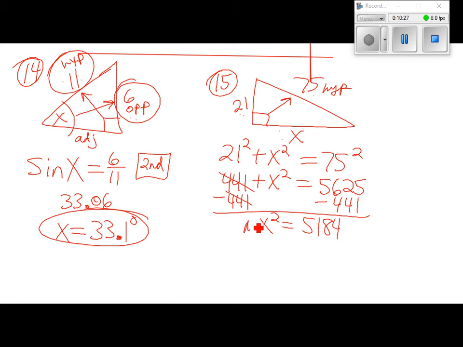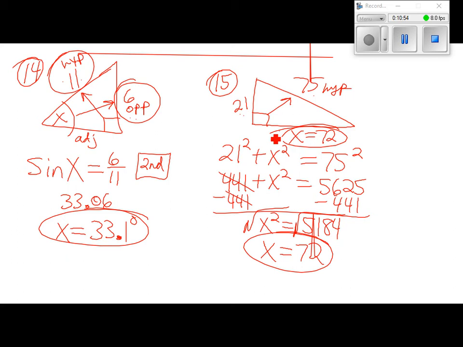Then we take the square root of both sides. The square root of x squared is just x. The square root of 5184, grab your calculator, is exactly 72. So this side right here, this x, equals 72. That's your answer. Next one.